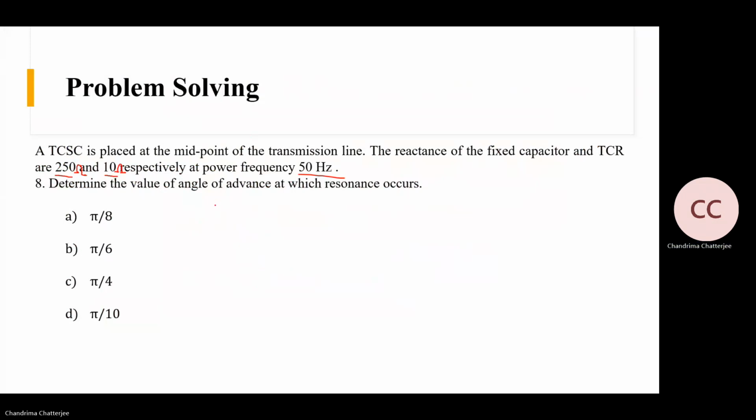So basically it is given that XC is equal to 250 ohm, and XL is equal to 10 ohm at 50 Hertz. So the first thing that we need to do is we have to find out lambda. What is lambda? Lambda is omega r by omega.